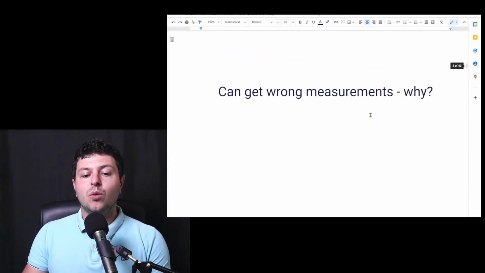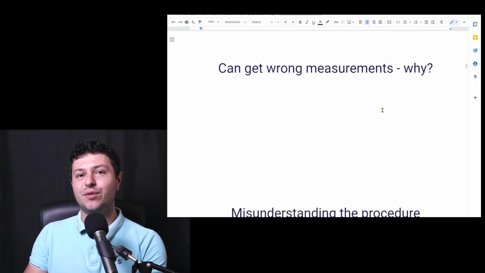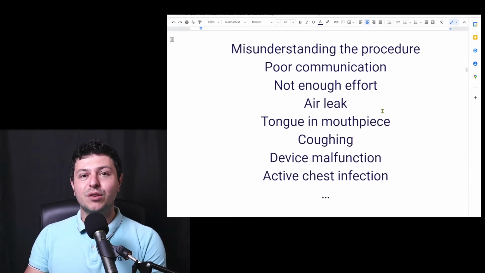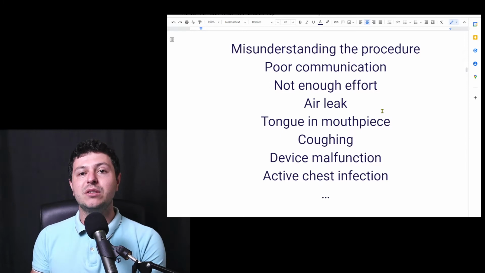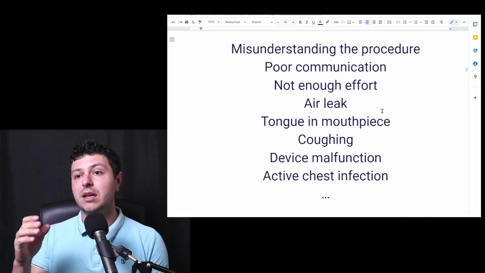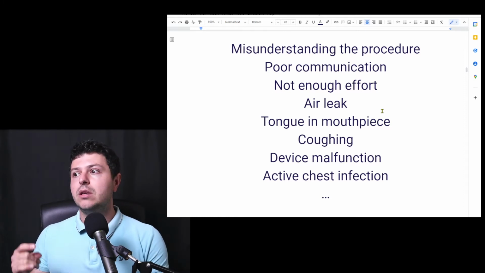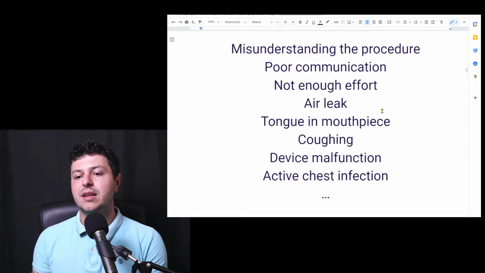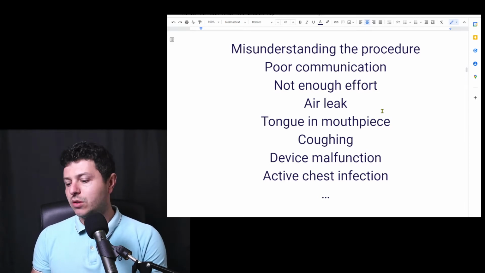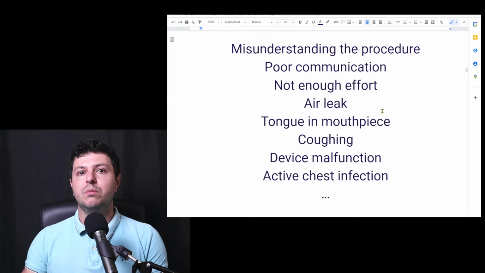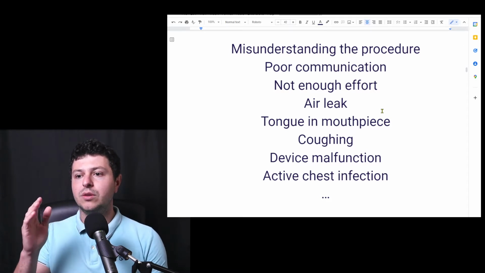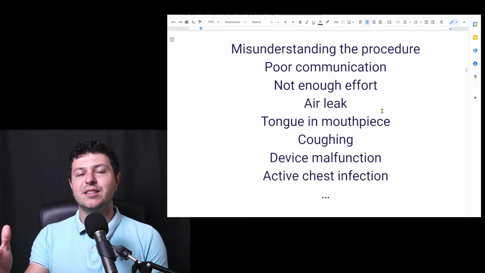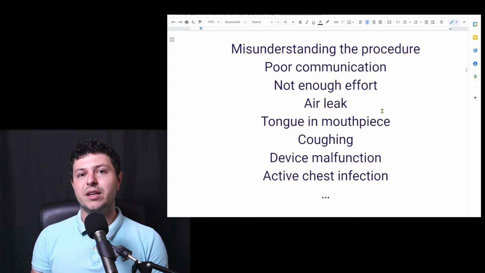Now, why can you get wrong measurements? Let's just dwell on that for a second. First of all, the most common thing is that sometimes patients do not understand the procedure very well. And it's really important to get good measurements because, as you'll see later on in the video, you can gauge a lot of information from the spirometry, even if it's a simple test. But sometimes you may misunderstand the procedure. You may not know how to blow into the machine according to what the machine is saying. So you may not be able to get a good measurement at all.